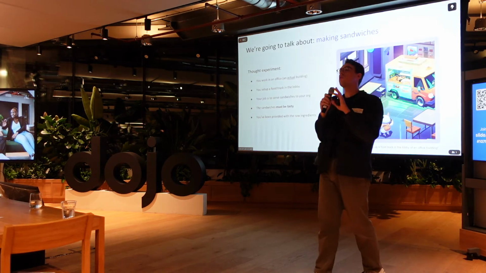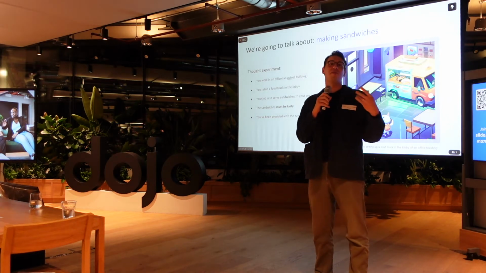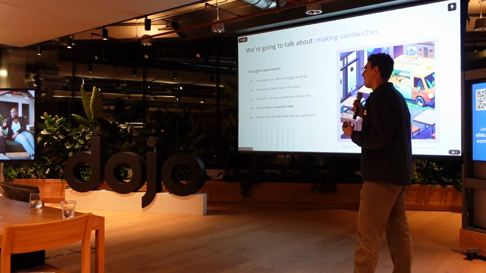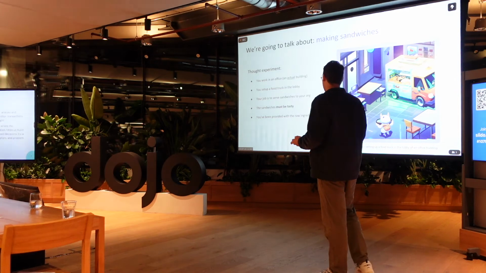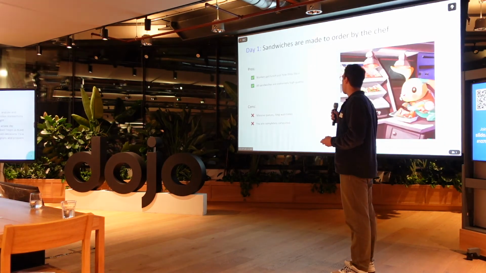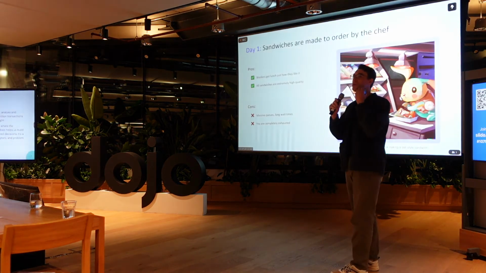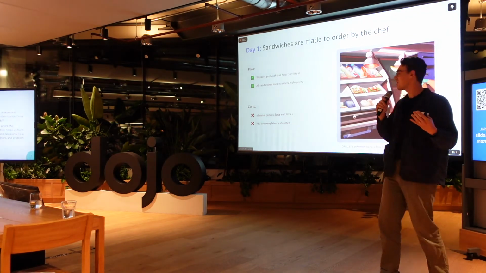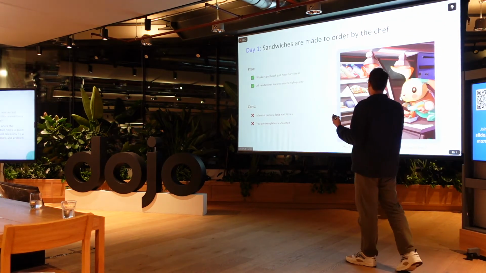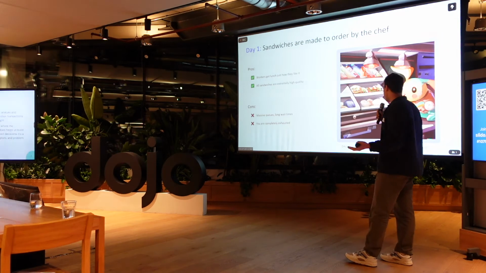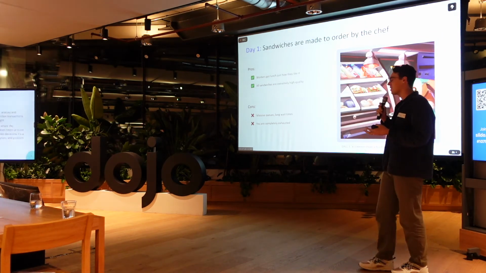And you've been provided with all the raw ingredients. So you've got the flour, the yeast, the cheese, the lettuce, whatever you like. Okay, so how will we go about setting up the sandwich stand? Well, let's think about day one. We'll make it for them. So here's a Pokemon inside a food truck making a sandwich.